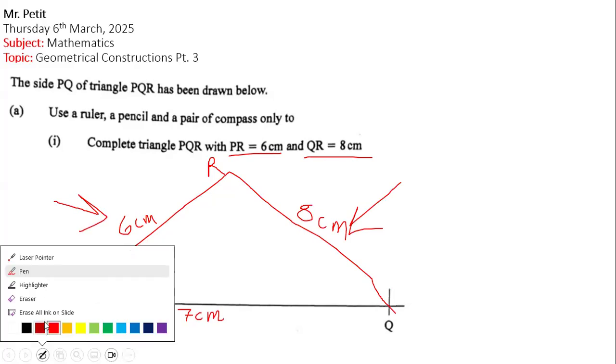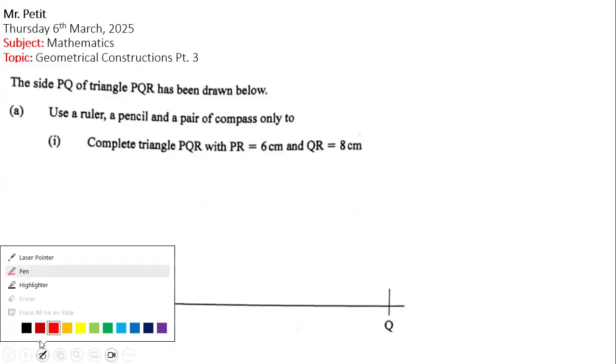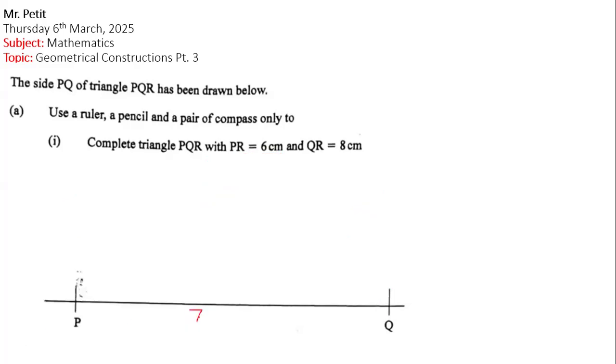So the first thing we have to do is measure out 7 centimeters, and we'll call that line segment PQ. So I need y'all to write this down. Then we're going to construct the triangle using these dimensions: PR is 6 centimeters, QR is 8 centimeters, and PQ is 7 centimeters.